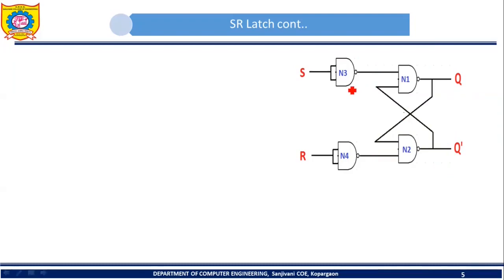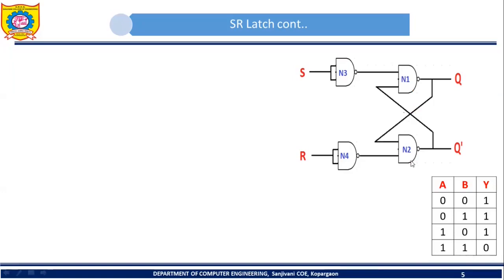Now before discussing analysis of this circuit, let's go through the truth table of NAND gate. So this is the truth table of NAND gate. From this truth table, it is clear that the output of NAND gate will be 0 when both inputs of the NAND gate are 1, 1. Otherwise, the output of NAND gate will be 1.